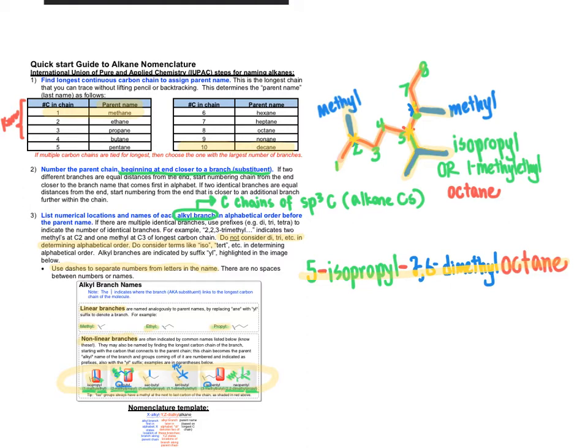The numbers here are indicating the location of each individual branch within that longest carbon chain. And we always are using dashes to separate letters from numbers. And we haven't put any spaces whatsoever in the name.